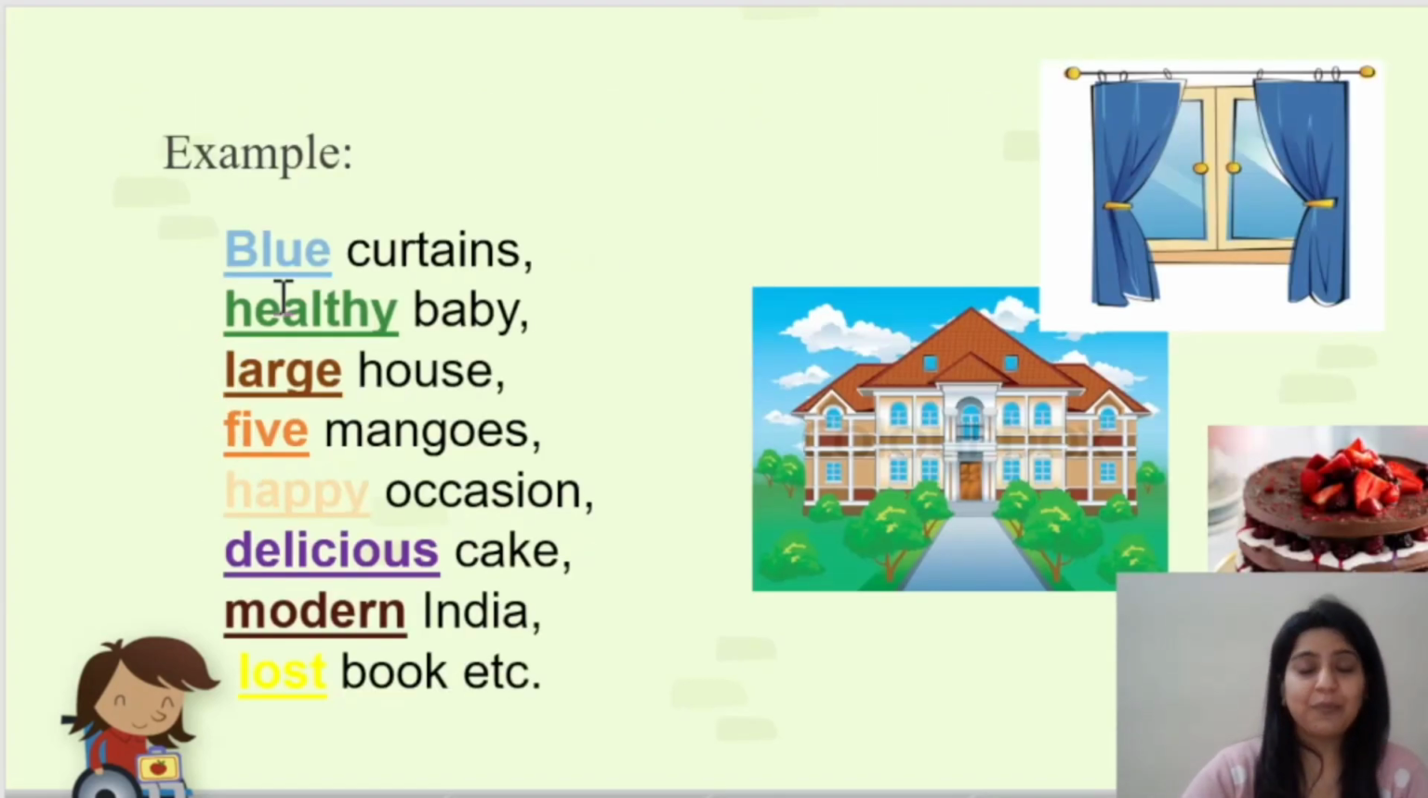Some examples of an adjective are blue curtains, healthy baby, a large house, 5 mangoes, happy occasion, delicious cake, modern India, lost book, etc. Here the words blue, healthy, large, 5, happy, delicious, modern and lost are all adjectives as they are describing these nouns.